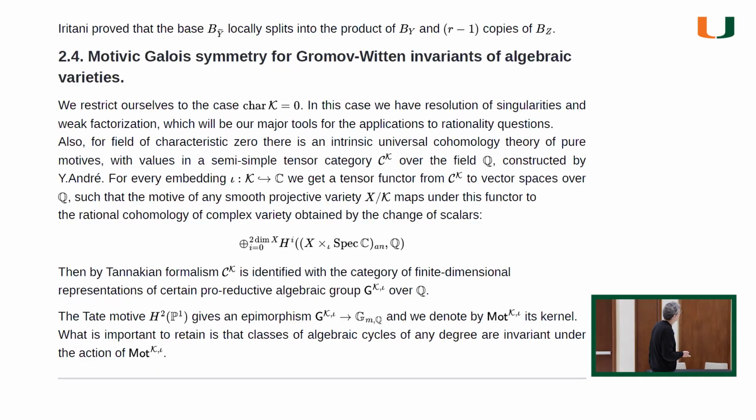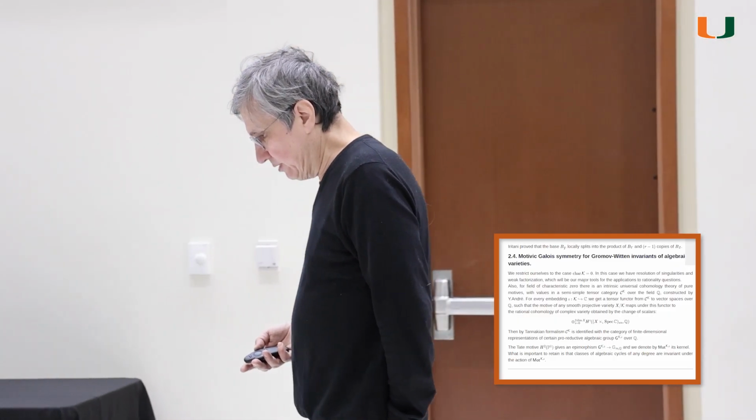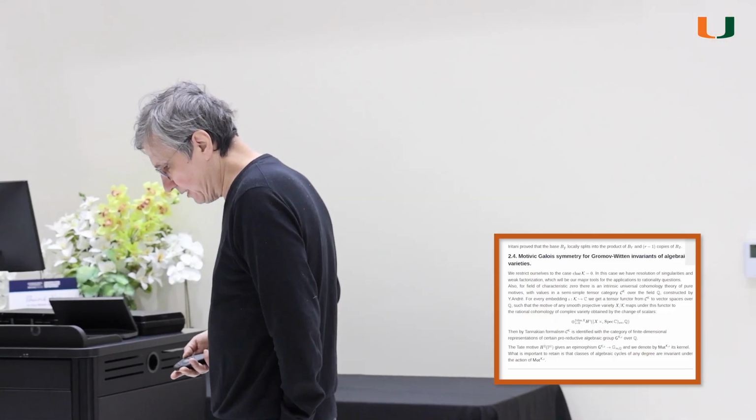This André category, it's something, and fixed. What I want to say is that you get a homomorphism from this Motivic Galois group coming from an embedding to Gm, or you can make it more abstract at a categorical level. You get its kernel. And the classes of algebraic cycles of any degrees are invariant under the action of this group. That's the only thing which we will use.